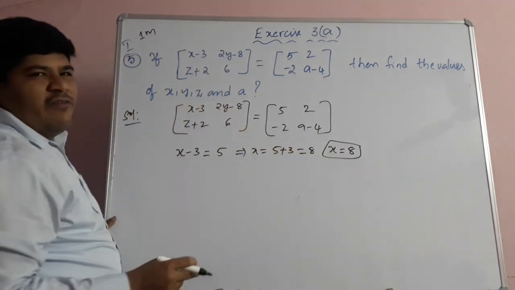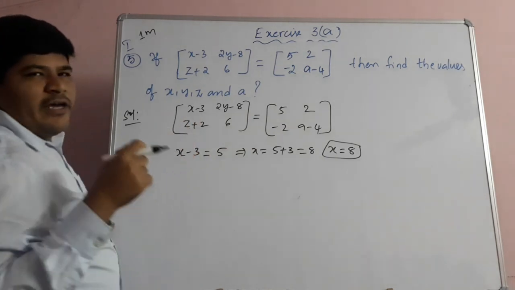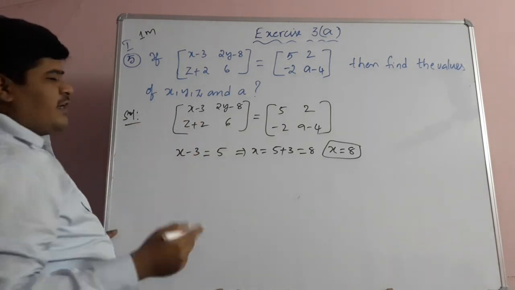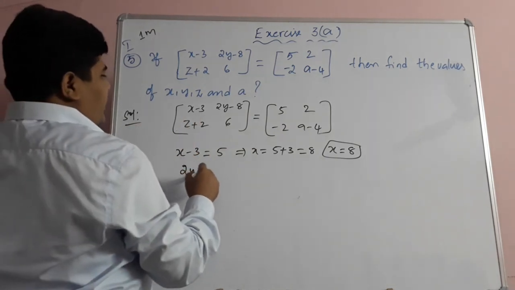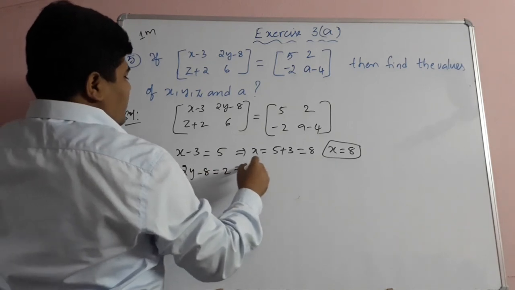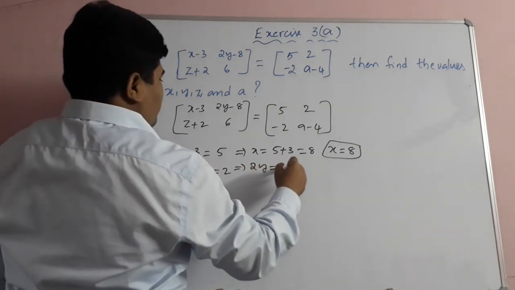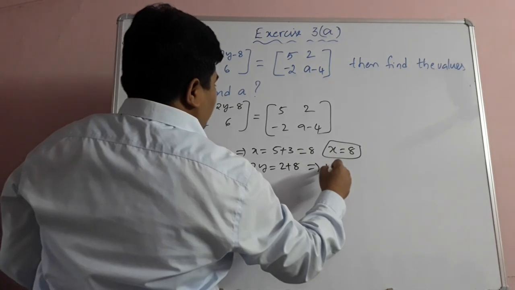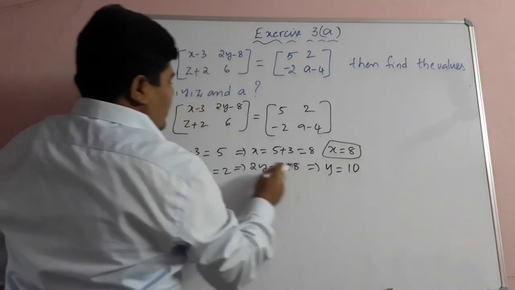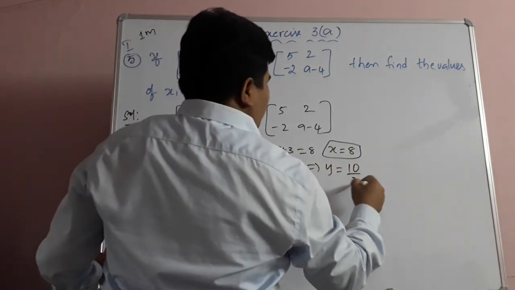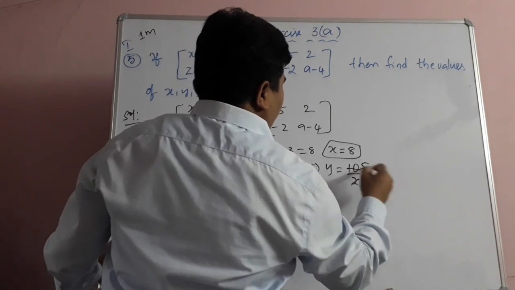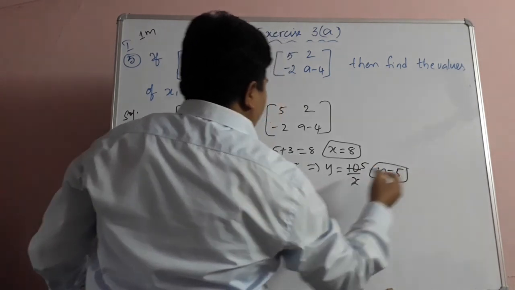Now a12, b12. First row second element is equal to first row second element. So 2y minus 8 is equal to 2. That implies 2y is equal to 2 plus 8. That implies y is equal to 10 by 2, children. So we got y is equal to 5.